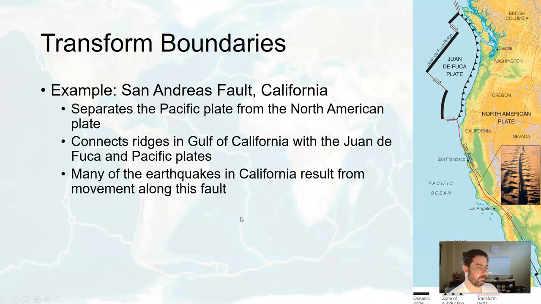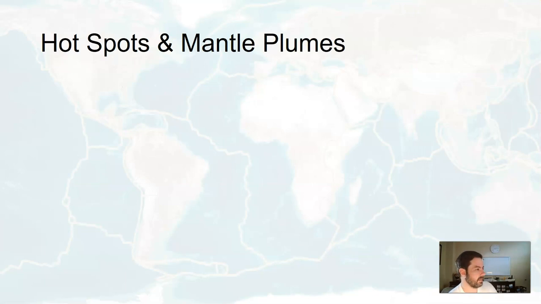I think that's all I want to say about transform boundaries. Let's talk about hotspots and mantle plumes. Not much to transform boundaries.